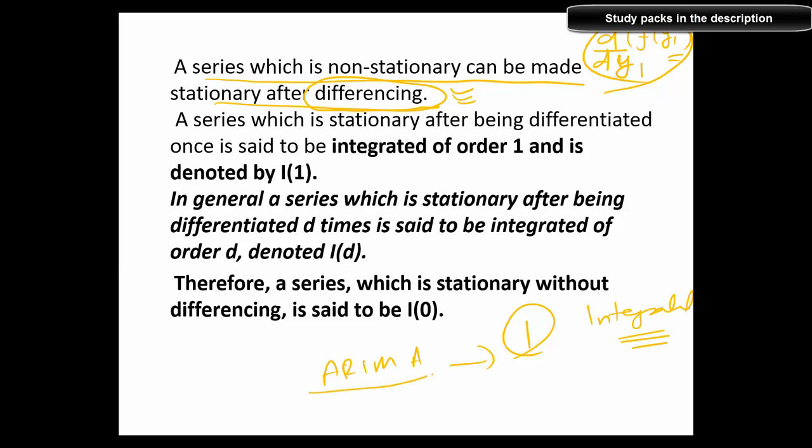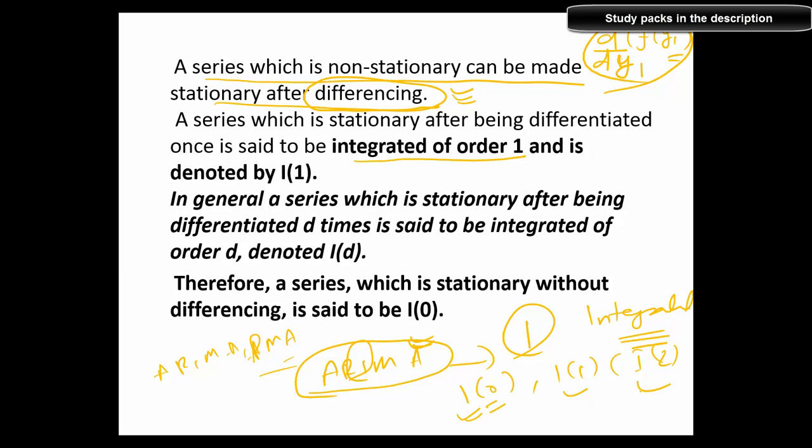We talked about AR, MA, ARMA. So ARIMA is another type of model where the I term is there. The I term means integrated. That means differentiating. If we're differentiating once, we call it an integrated one series. If you're differentiating twice, then integrated two series and so on. So I0, I1, I2. If you are not doing any differentiating, it's already stationary, then it's an I0 process. If it is differentiated once, then it's I1, else it's I2 and so on.